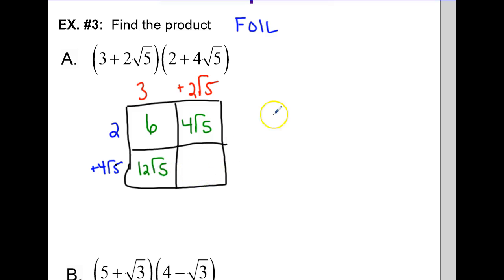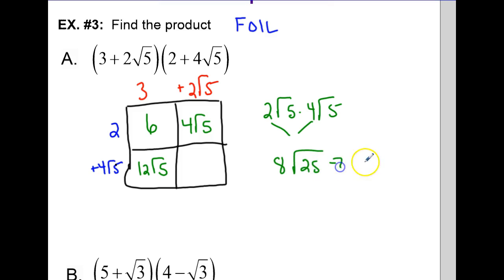This box, I'm going to do my side work. My side work is 2 square roots of 5 times 4 square roots of 5. So 2 times 4, those come together and I get an 8. And I get 8 times the square root of 25, which is 8 times 5, which equals 40. So I'm going to go ahead and put 40 in here.